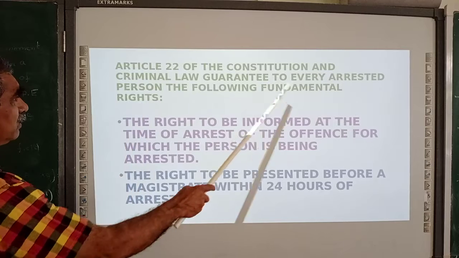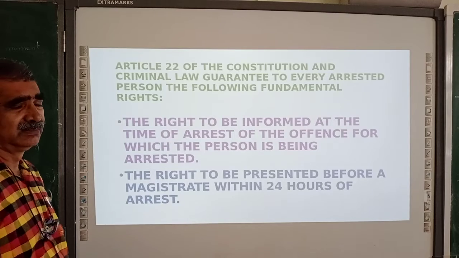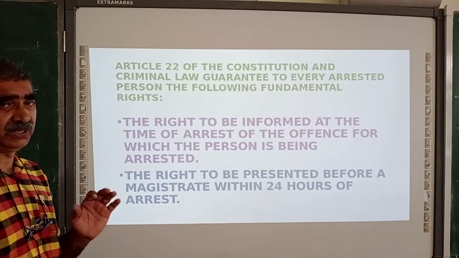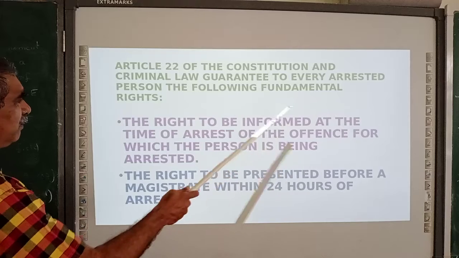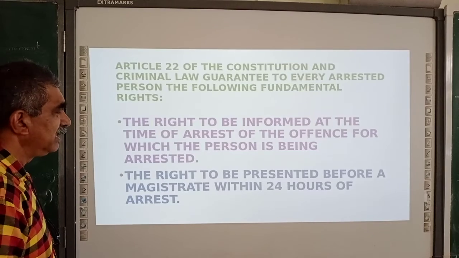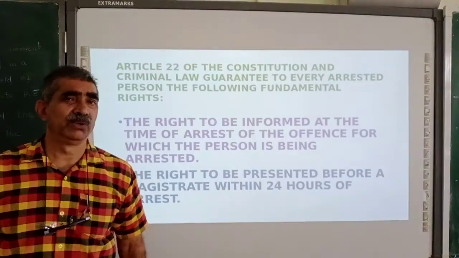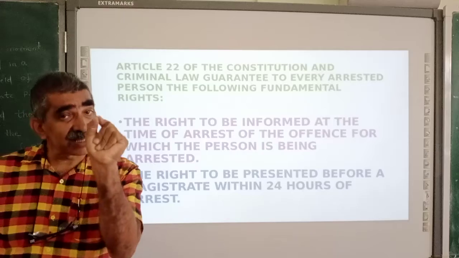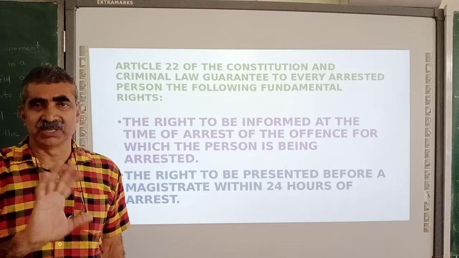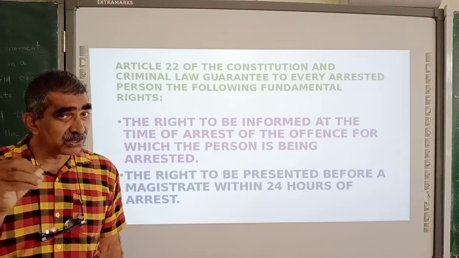Then, after the permit of the constitution, criminal law guarantees every arrested person the following fundamental rights. These are the fundamental rights of every citizen if you are arrested. First, the right to be informed at the time of arrest of the offense for which the person is being arrested. Why are you arrested? It should be informed to the person. Simply police cannot come and say, okay, come, we'll take you, and put you in jail. The person should be informed of the offense and the reason for the arrest, and it should be recorded.